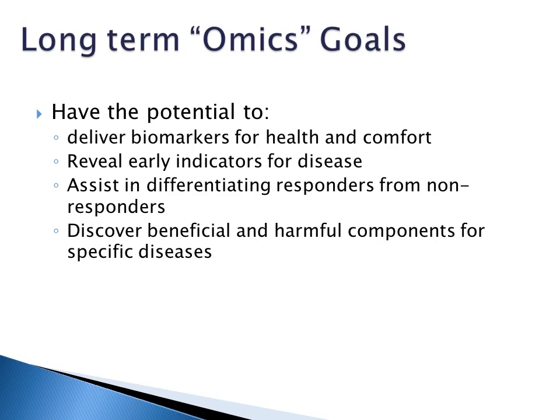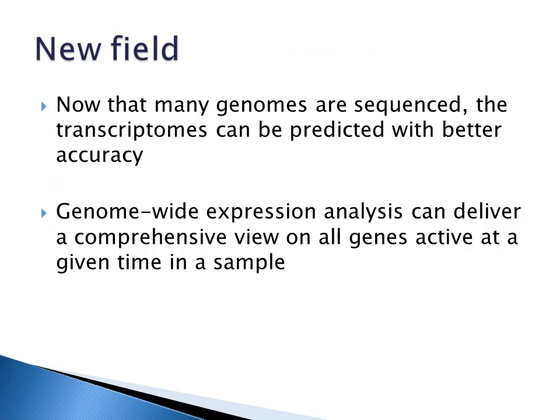The long-term omics goals. Well, omics have the potential to deliver biomarkers for health and comfort, reveal early indicators for disease, assist in differentiating responders from non-responders, and discover beneficial and harmful components for specific diseases. Now, all of these omics are a relatively new field.